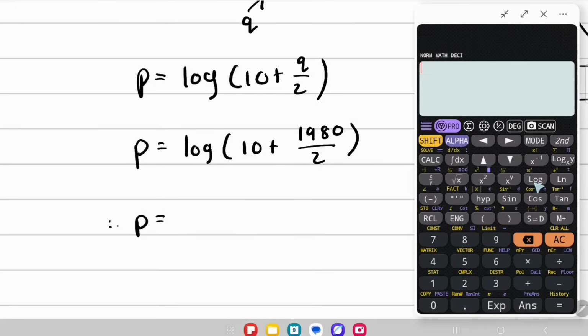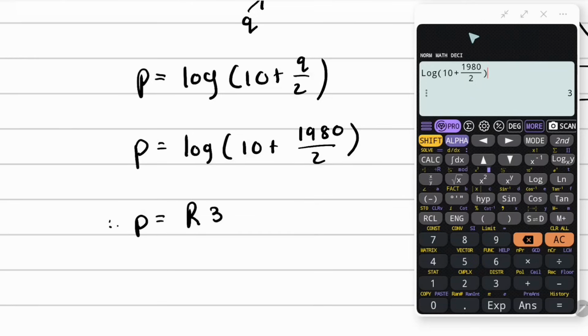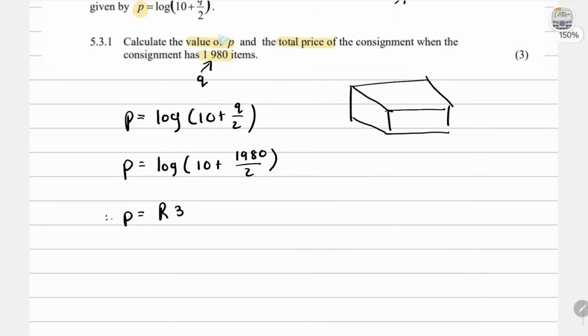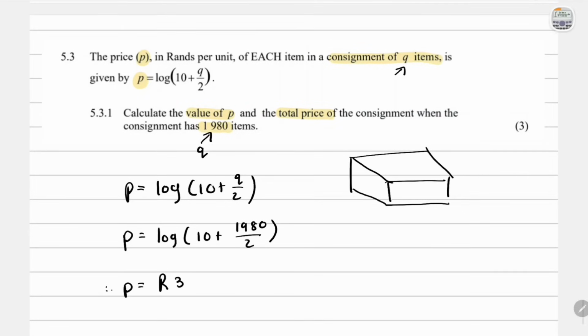On our calculator, we're going to say log, not this one with the base, okay? Log, and we have 10 plus 1,980 over 2. And you see that we have 3. So the price would be 3 rand. Okay, so that is the first thing they want us to find. They said find the value of P, which is the price.